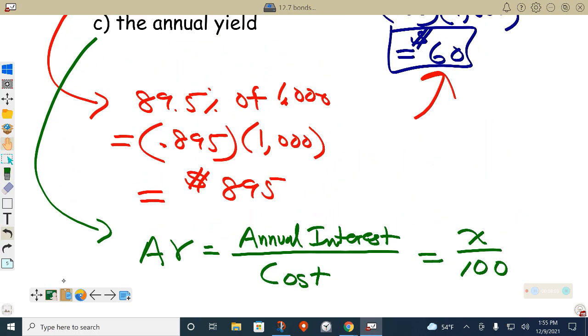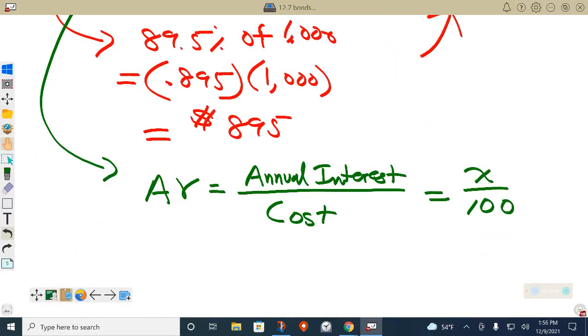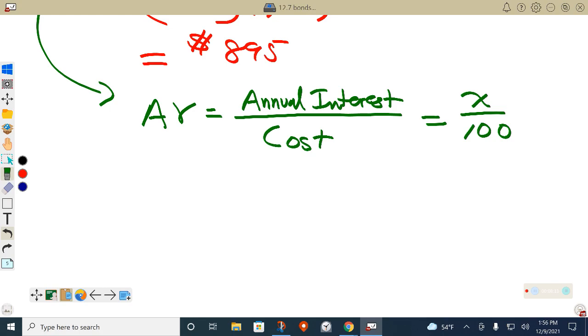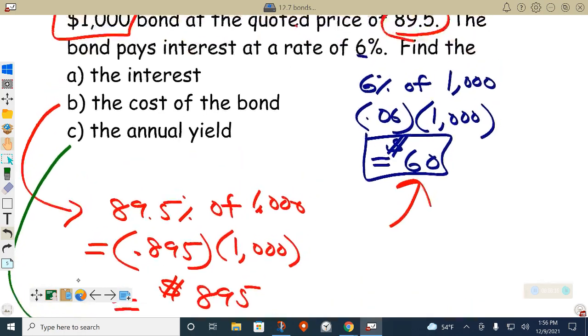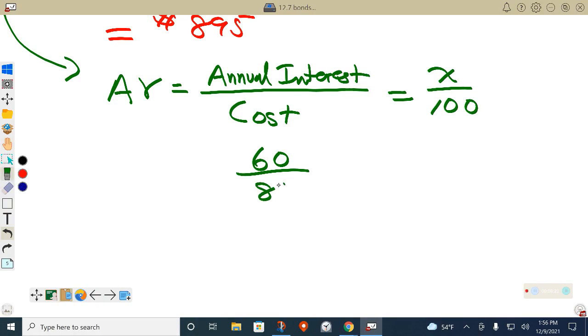Annual interest was part A. That was 60 bucks, right? Yep. We're gonna get 60 bucks every year for holding this bond. The cost was part B. That was in red, that's 895. So 60 divided by 895, that's how much I invested. What's the percent of profit I'm gonna be getting every year? That's what annual yield means. How much is it gonna produce for me? Yield means to produce. 60 bucks out of what I invested is what out of 100? Let's cross multiply and rock and roll.